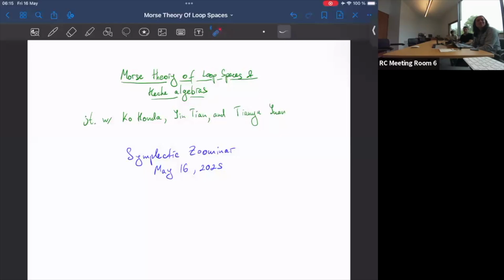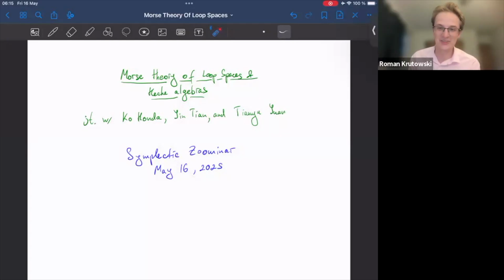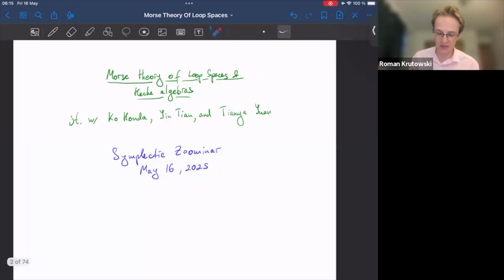Okay, we are happy to have Ron today who will tell us about Morse theory of loop space of Hecke algebra. Okay. Well, thank you. It's a great honor to speak here. So I'm going to tell about our recent work with Tian and Tian Yuan.